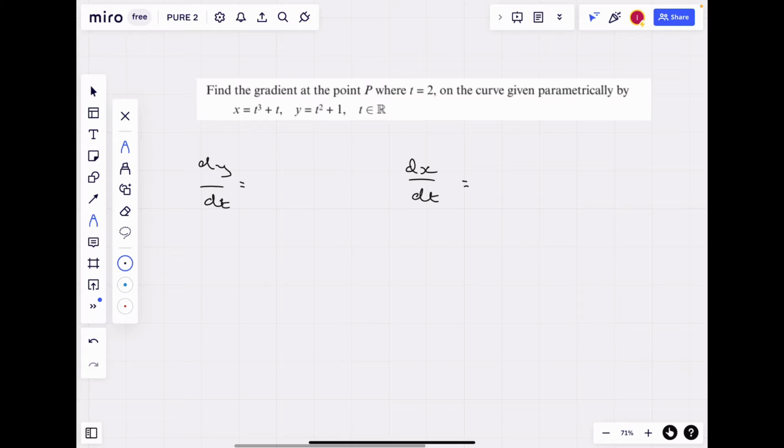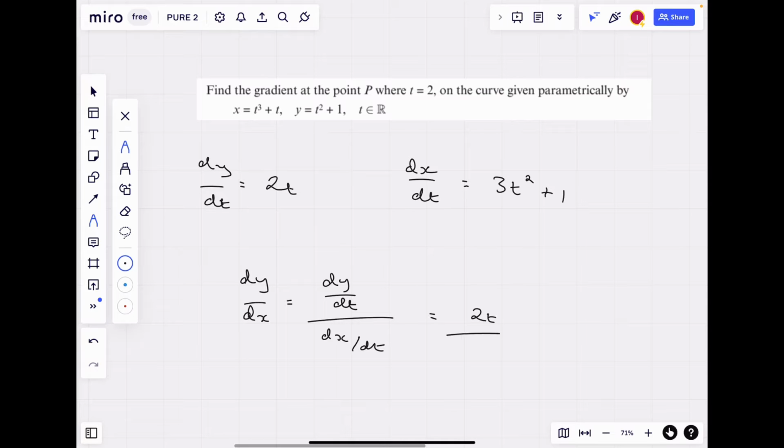So the differential of t squared plus 1 is 2t. The differential of t cubed plus t is 3t squared plus 1. Now dy by dx is dy by dt divided by dx by dt. So 2t over 3t squared plus 1. That's it. That is your differential. You can't simplify that. You leave it there.